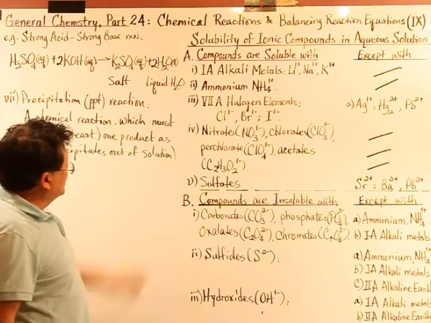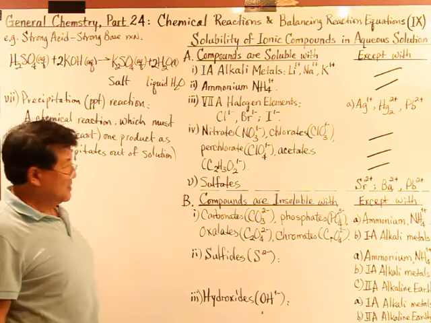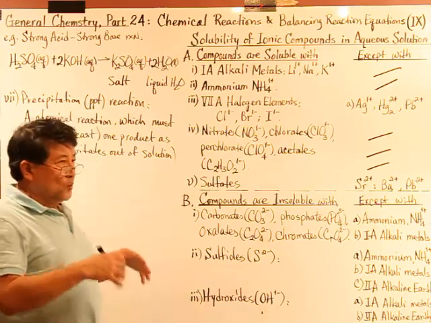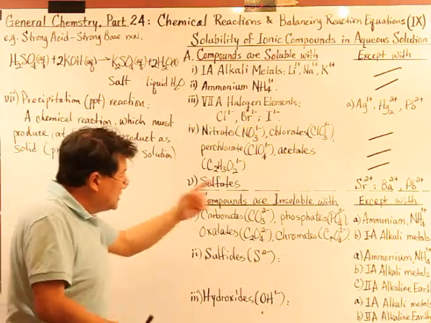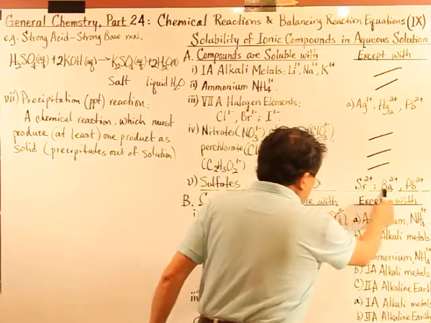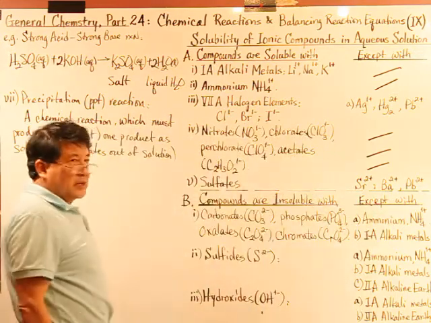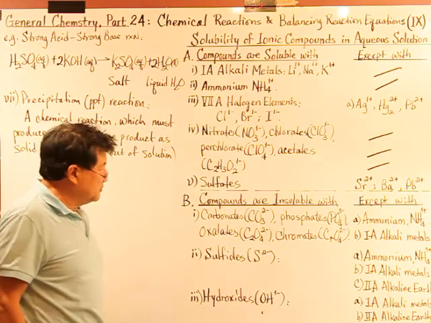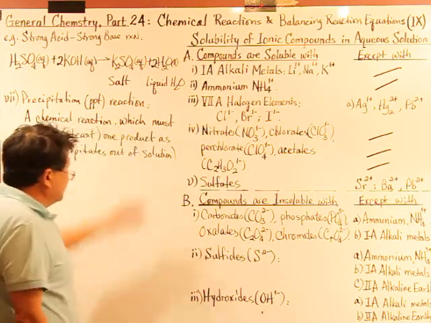The last one for soluble compounds is sulfate. Sulfate with anything will be soluble except with these 3, which will form insoluble salts. Now this is the first group, A.